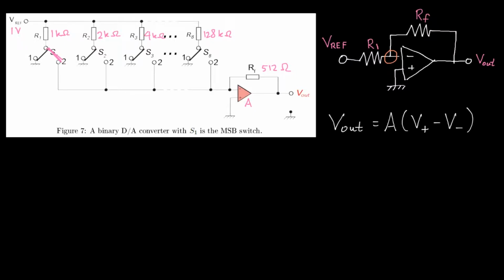In this case, the positive terminal is directly connected to ground, meaning that the output voltage is minus A times the voltage at the negative input terminal. And from that we can conclude that the voltage at the inverting terminal is minus Vout over A. With this information, we can perform nodal analysis at the inverting input node of the operational amplifier. That will yield us the following equation.